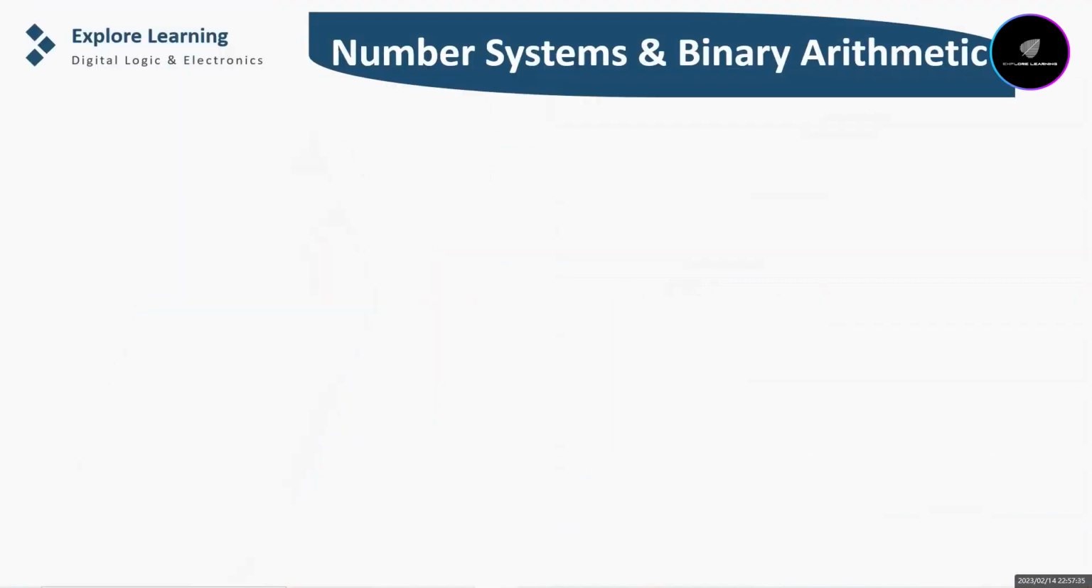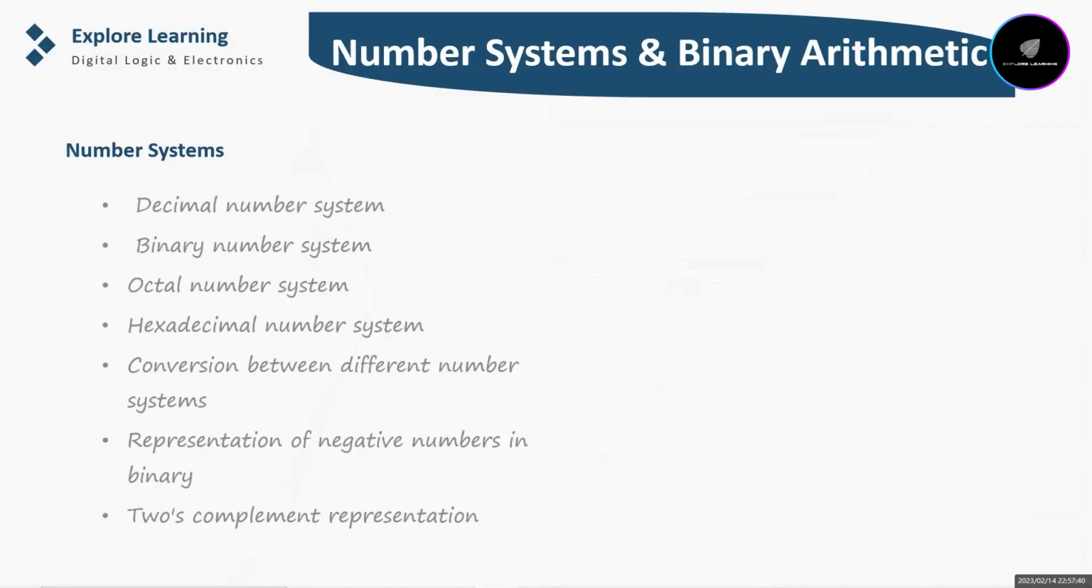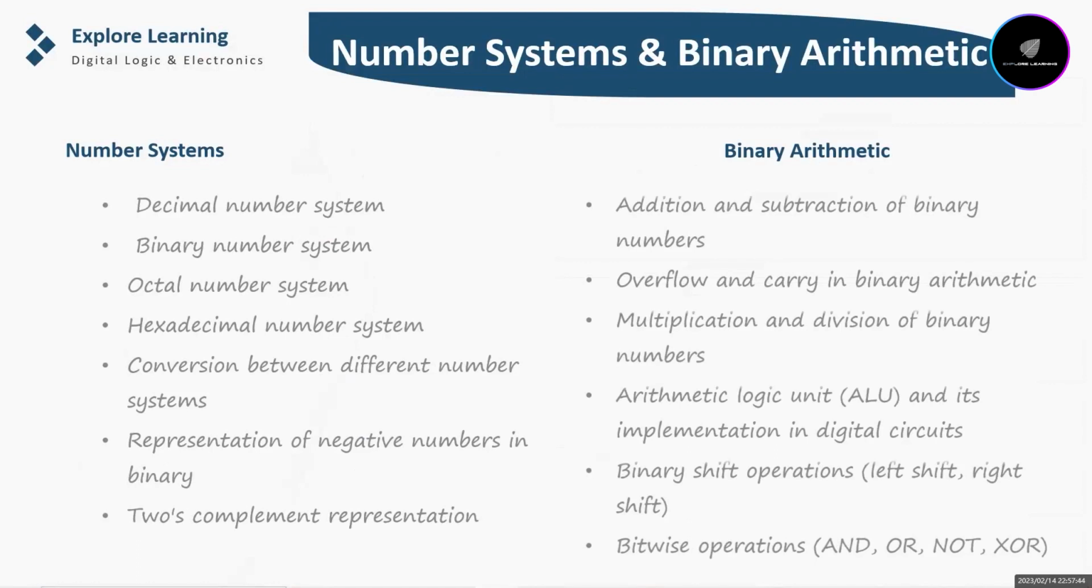For example, the number system will contain topics like decimal number system, binary number system, octal number system, all the way down to the two's complement representation. In the other subtopic, which is binary arithmetic, we'll talk about the addition and subtraction of binary numbers, overflow and carry in binary arithmetic. We'll talk about multiplication and division of binary numbers all the way down to the bitwise operations.